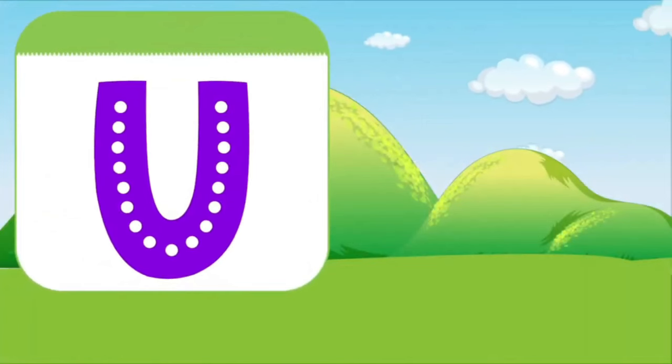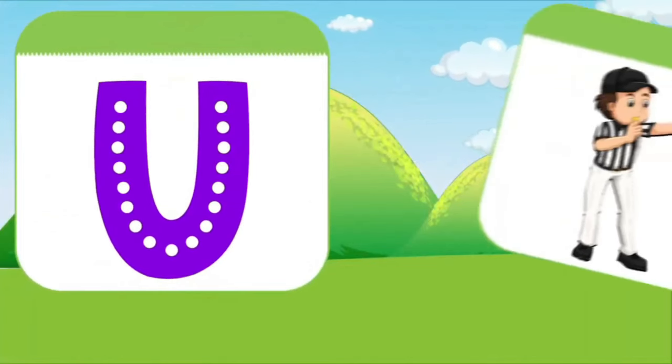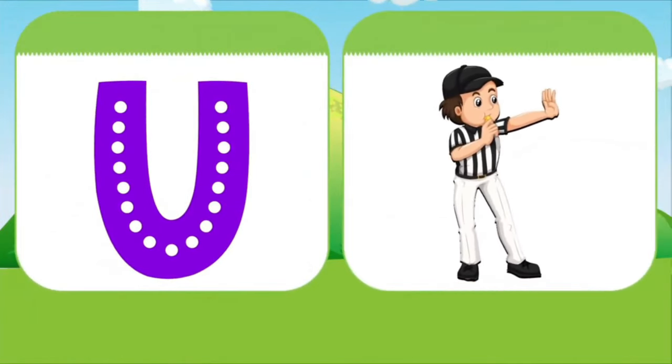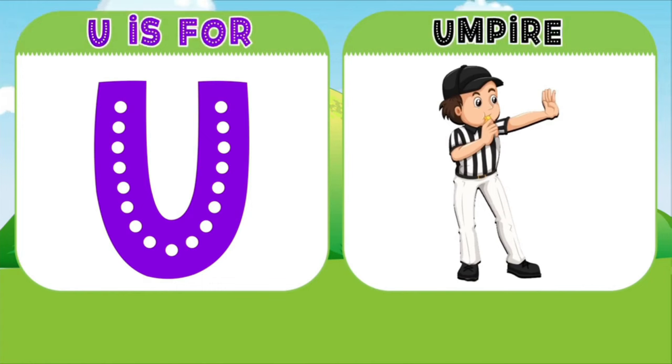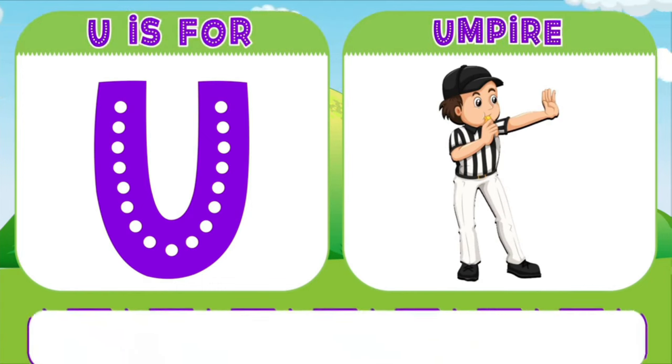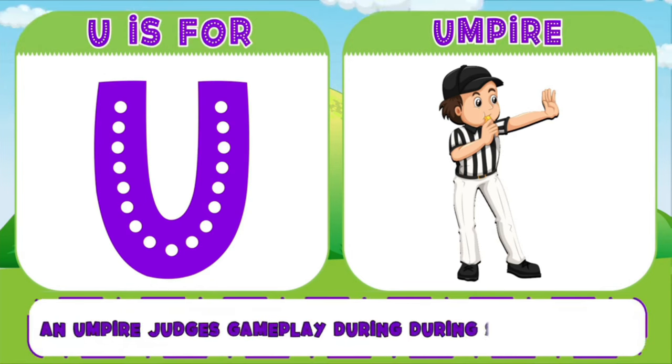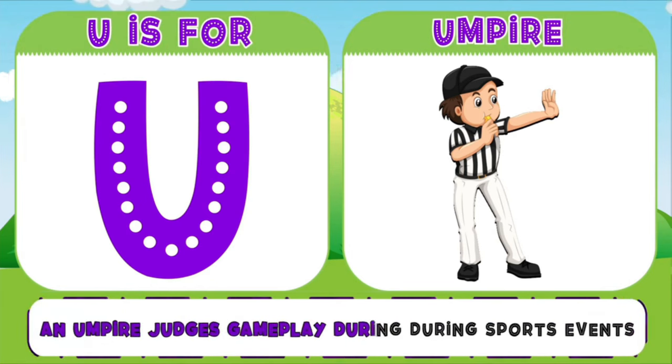U. Umpire. U is for umpire. An umpire judges the game played during sport events.